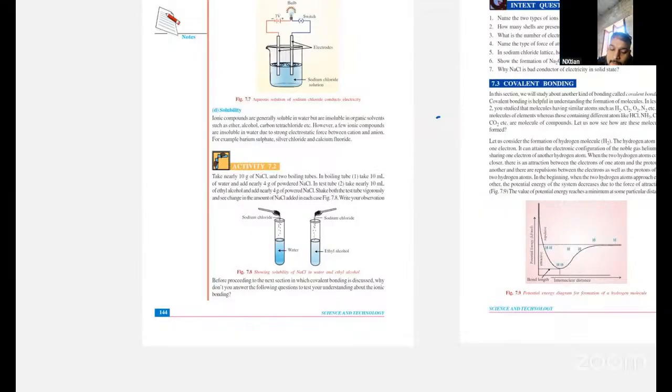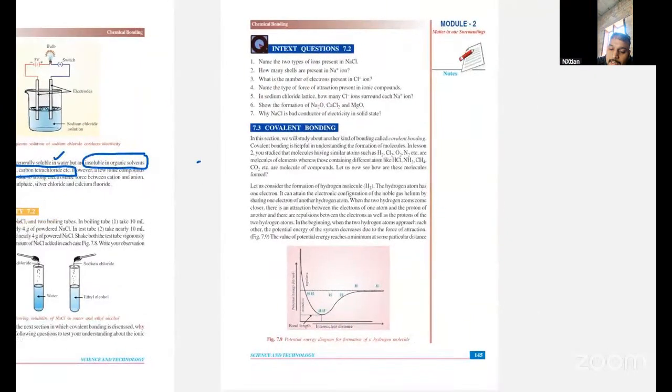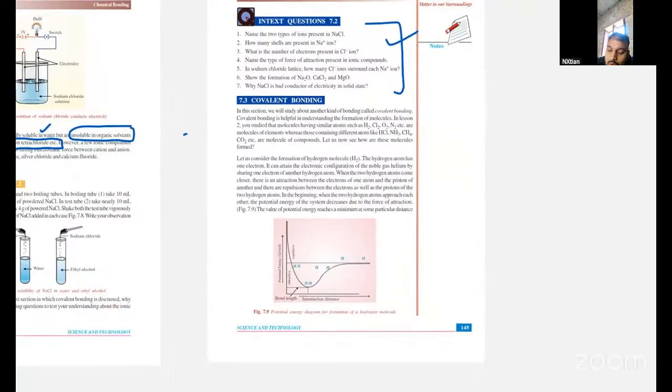Now solubility: they are soluble in water, but insoluble in organic solvents like alcohol and ether. Like if you take alcohol and dissolve salt into it, it won't dissolve. If you take pure alcohol, it won't dissolve. Okay. This is your homework, guys. NaCl.